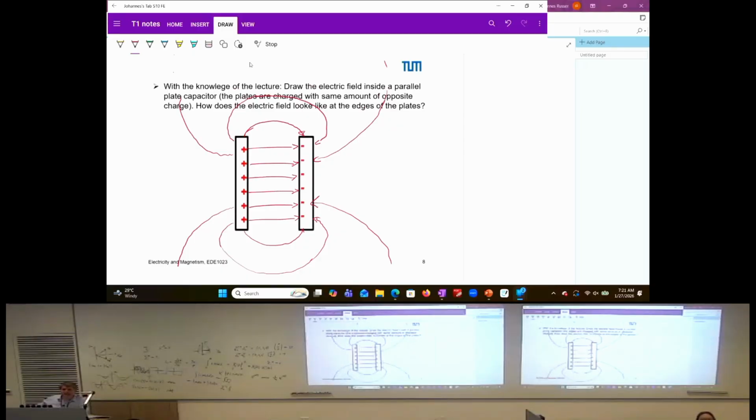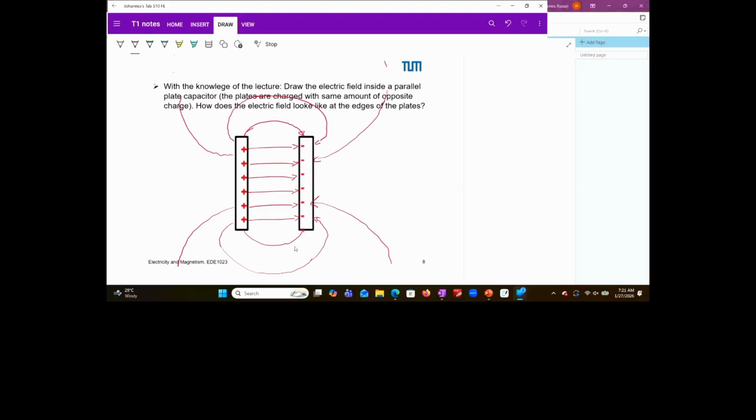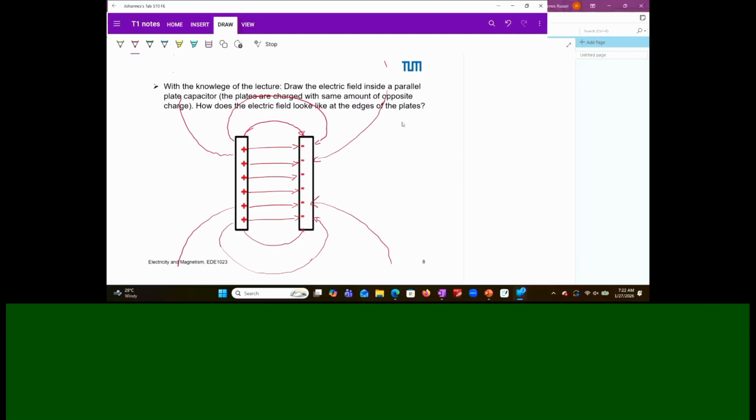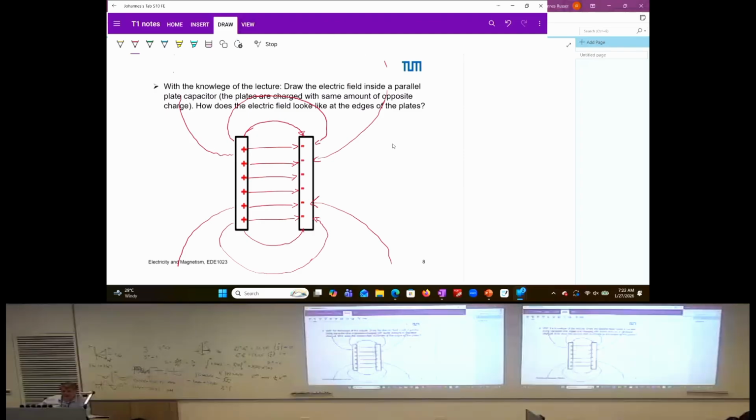That means the field becomes weak here. So in the end, if you have this parallel plate capacitor, the assumption usually is that the extension of the plates is large compared especially to their separation, and you have all the field concentrated pretty much between them. That doesn't mean that you have no field outside, but often you can say, I'm neglecting the field outside.